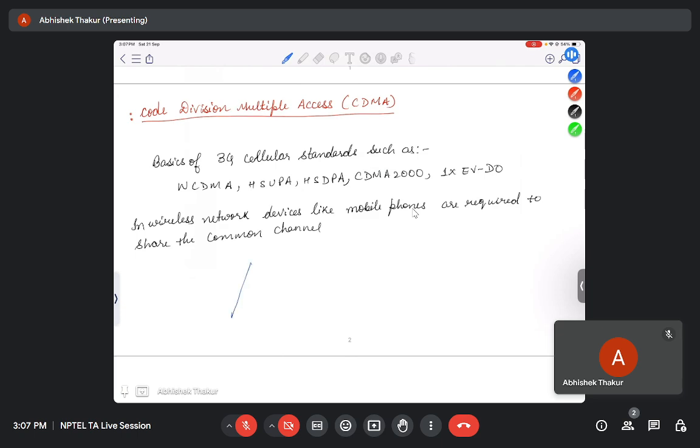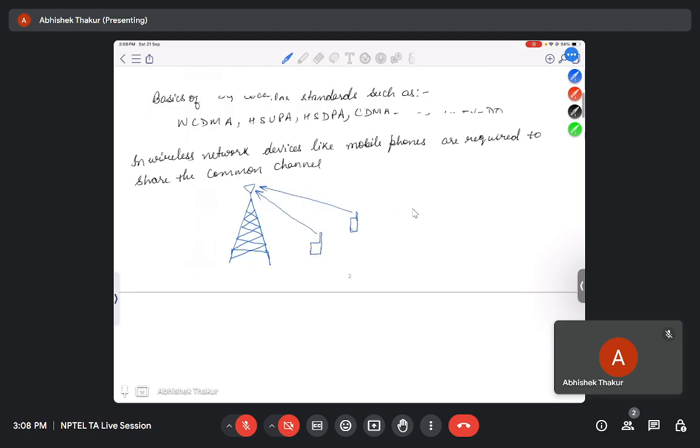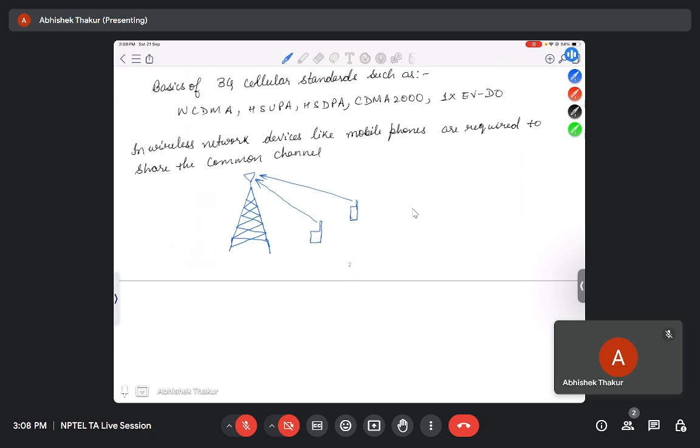You can see in this figure, let's suppose this is our base station. Multiple users are connected to this base station. So multiple access for a wireless cellular network is required here.